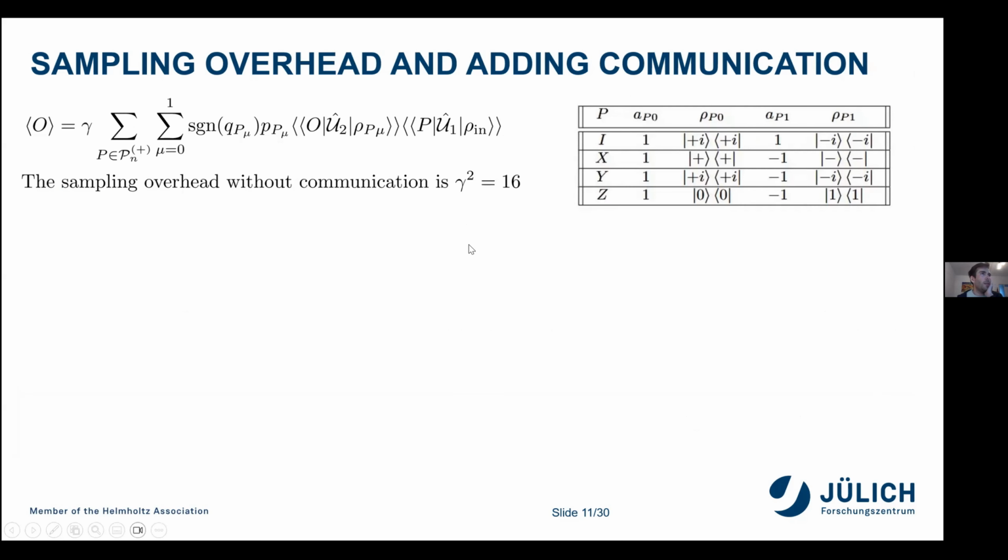Then, as I said, these techniques always come with a sampling overhead. In particular, you can use Hoeffding's inequality to show that this sampling overhead is the square of this one norm, which is in this case 16. So it means that now we need to run the circuit 16 times more often than if we would not cut the wire.